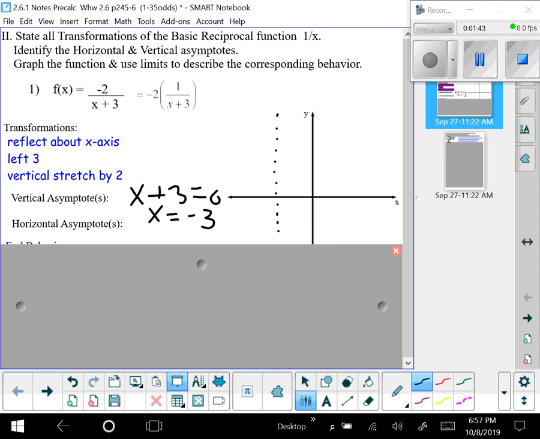To do horizontal asymptotes, since this is in our parent function right here, we don't have anything going on at the end. So it would be at y equals 0. If that's uncomfortable, look at the degree of your numerator and the degree of your denominator. The degree on the top is smaller than the degree on the bottom, so we get y equals 0. And you can go ahead and graph that one as well.